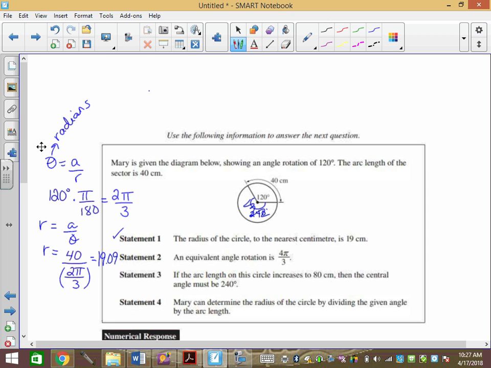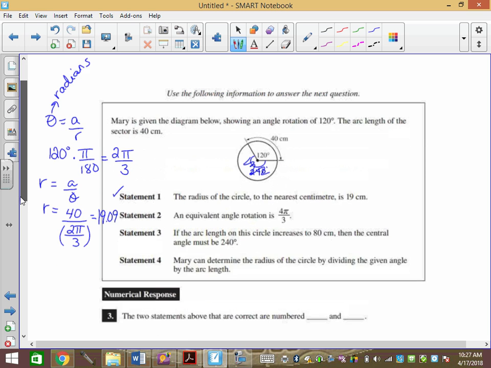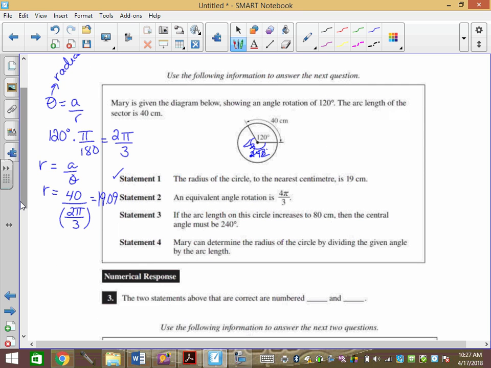An equivalent angle of rotation is 4 pi over 3. Is that true? What is 4 pi over 3? When you convert it? 240. And what's this one? 120. If the arc length on the circle increases to 80, then the central angle must be 240. Well, we can prove this. We know the radius now is 19. We agree? 19.09, etc. We agree? And our arc length is 80.